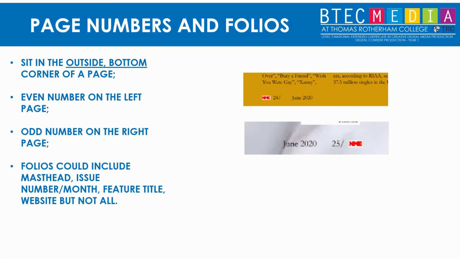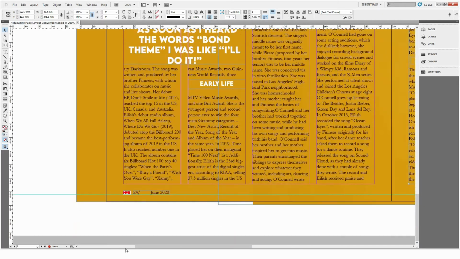Okay, so we've got page numbers and folios. Now, this one's very, very important. Page numbers and folios always sit on the outside corners of pages. So this bit here is your page numbers and your folios. Folios is basically any information that sits in the bottom outside corner of your page. So you can see here, I've got the masthead of the magazine, NME, the page number, and the date there.